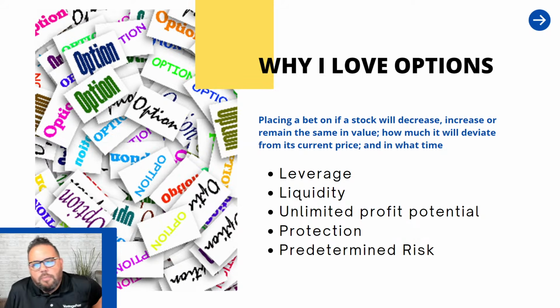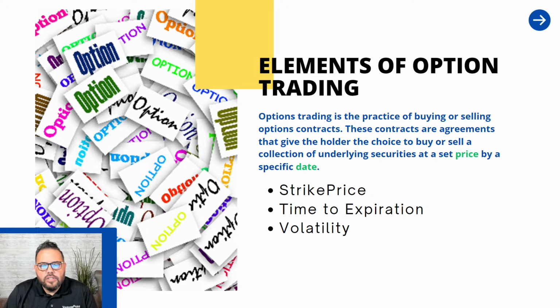So I just wanted to give you a little background information, if you're not an options trader, on why there's so much interest in options and why people like it. Moving on, let's talk about the different elements of options trading that are important to today's conversation. You've got to remember, options trading is the practice of buying or selling options contracts. An options contract is basically an agreement that gives you, as the option holder, the ability to buy or sell the underlying asset at a certain price by a specific date, right? The price is the strike price. The date is the expiration date.